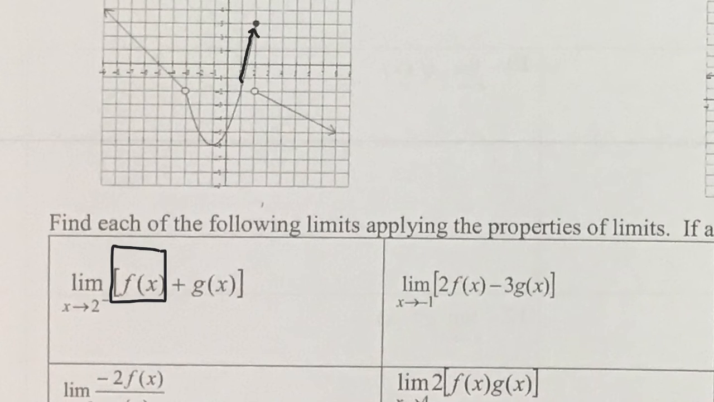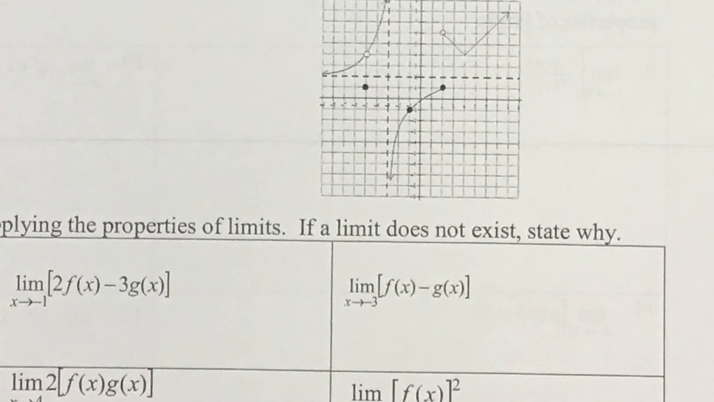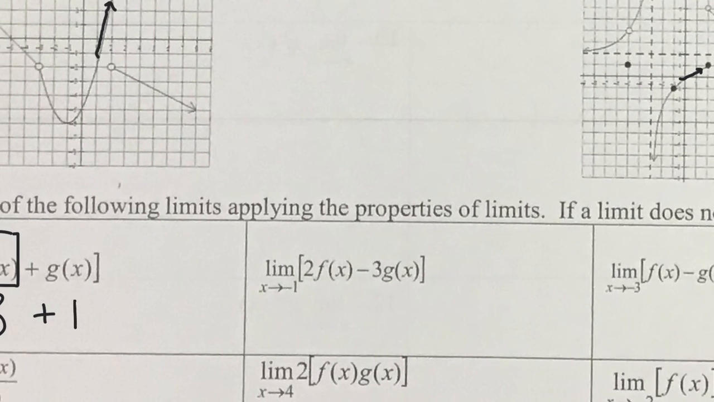Right, so as you go from left to right, what is the y value that graph is approaching? 3. And if you ask me, it's probably positive 3. Okay, from the left, the graph approaches positive 3. So how about g? As x approaches 2 from the left, what is the y value that the graph is approaching? Looks like positive 1. So 3 plus 1, this sum of our limits would be 4. Okay, so we're looking at getting limits from a graph and then applying those properties that we just talked about.